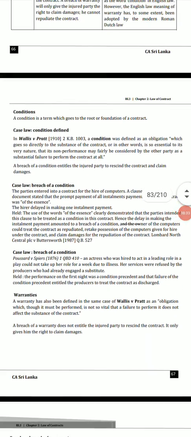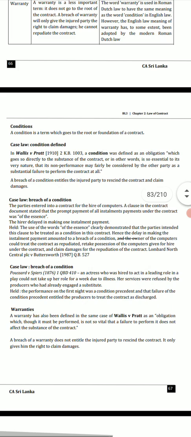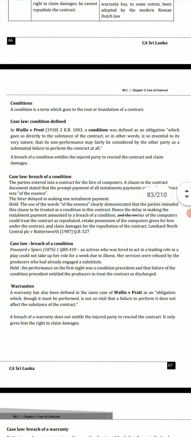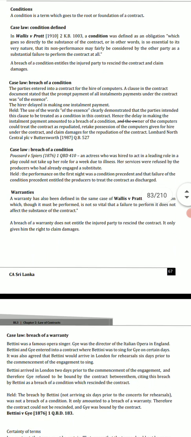In Wallis versus Pratt, a condition was defined as an obligation which goes directly to the substance of a contract. In other words, it is so essential to its very nature that its non-performance may fairly be considered by the other party as a substantial failure to perform the contract at all. So a breach of condition entitles the injured party to rescind the contract and claim damages. So if any of the conditions has been breached, you can go to the courts and claim a certain amount, in order for you to be happy. So these are the conditions and how they were breached.